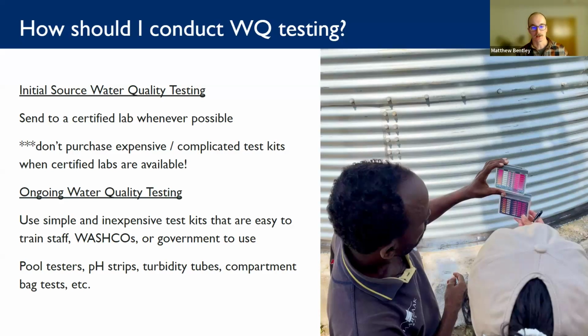Next, for ongoing water quality testing, we recommend using simple and inexpensive tests that are easy to train staff, WASH committees, or governments to use. This would be things like pool testers for free residual chlorine, which you can see in the picture on the right here, pH strips, turbidity tubes, compartment bag tests. These are all very inexpensive and very simple techniques for measuring water quality to make sure that the water we're providing is safe.